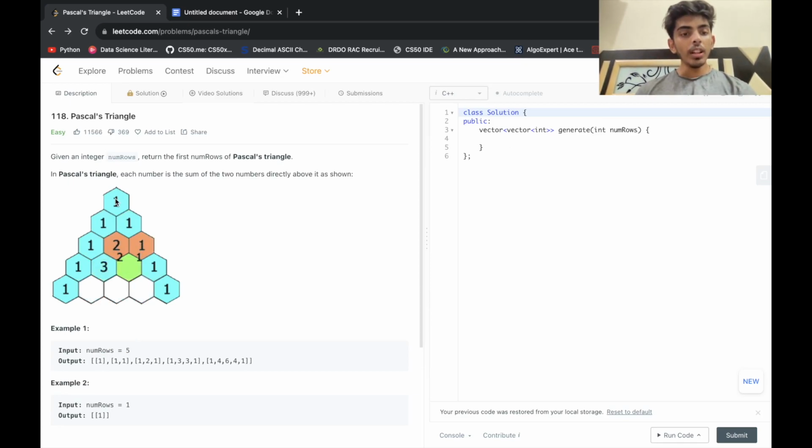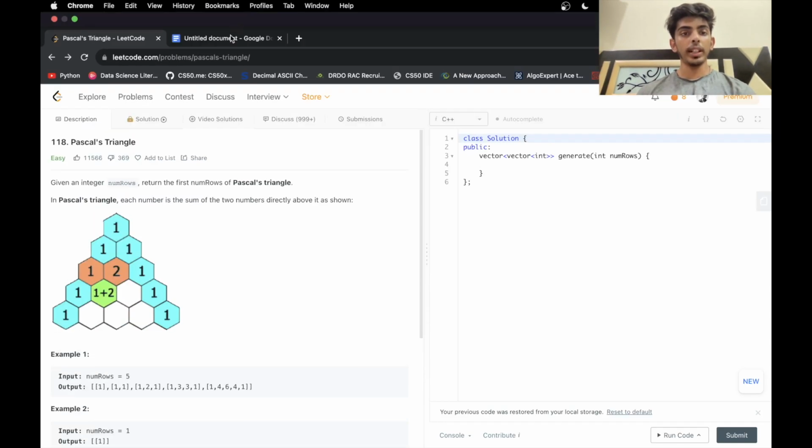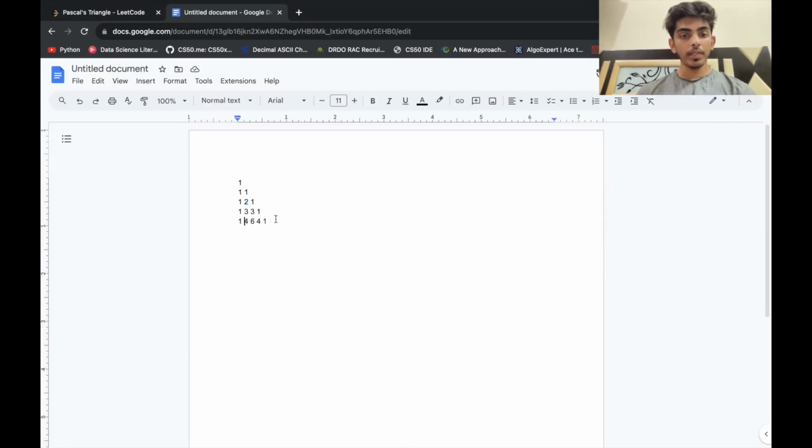If you consider the visual representation of Pascal's triangle and try to solve it that way, it will confuse you, like how are we going to calculate this and how are we going to return this. So let me break down this visual representation into vector format. The vector format of this Pascal's triangle will look like this.